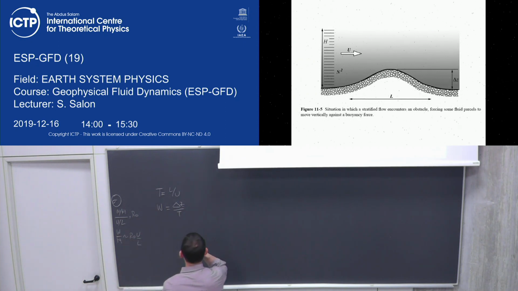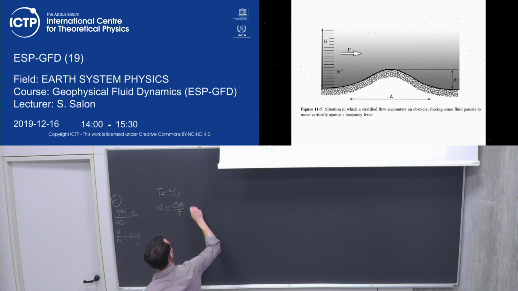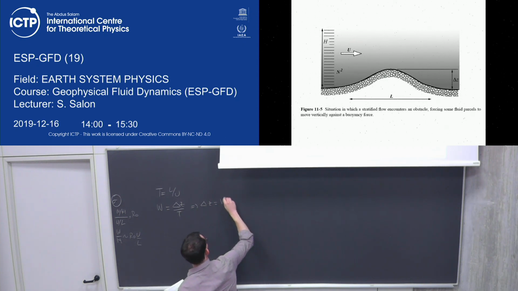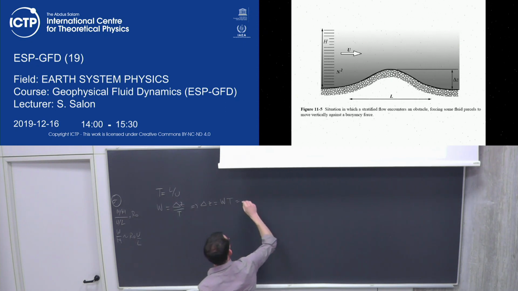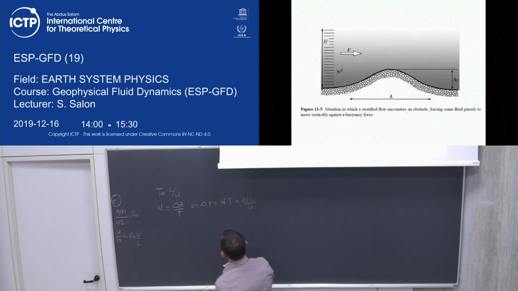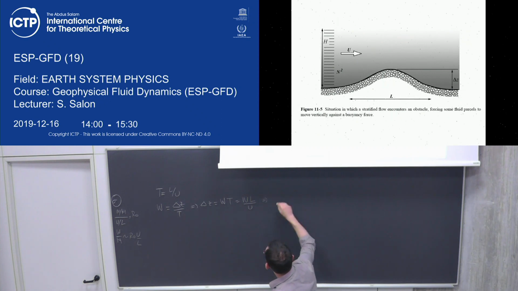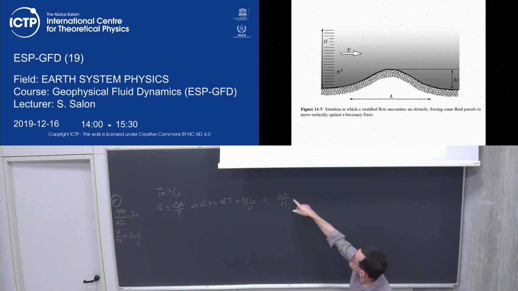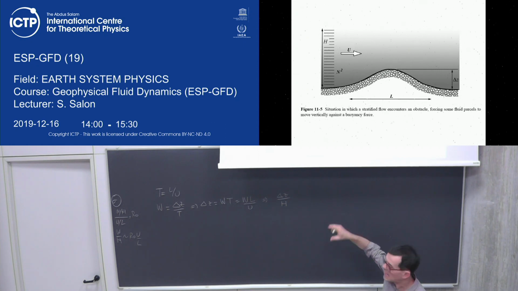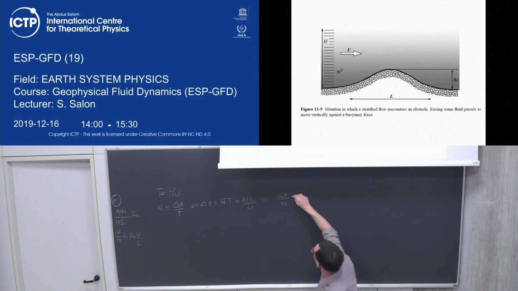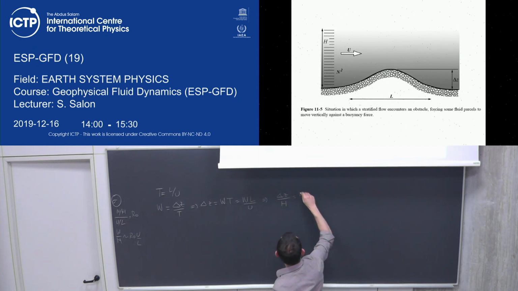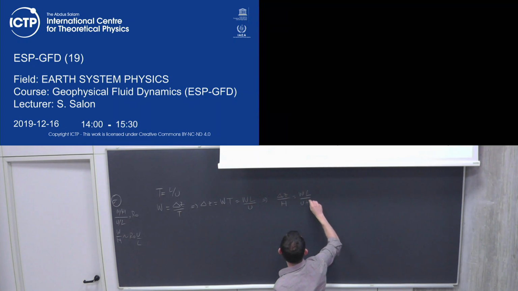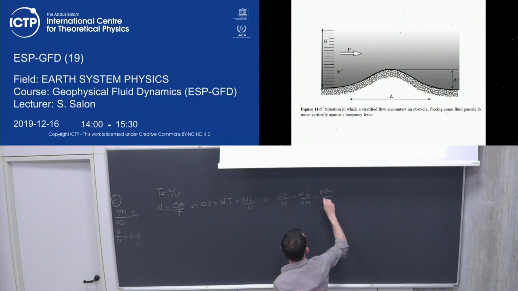Okay. So from this we can calculate Z, which is WT, and since T is L over U, we have WL over U, right? Yes. So from this we can say, if I write delta Z over H, what is delta Z over H? It is the ratio between the vertical displacement and the total height. So this is WL over UH, or WH over UL.